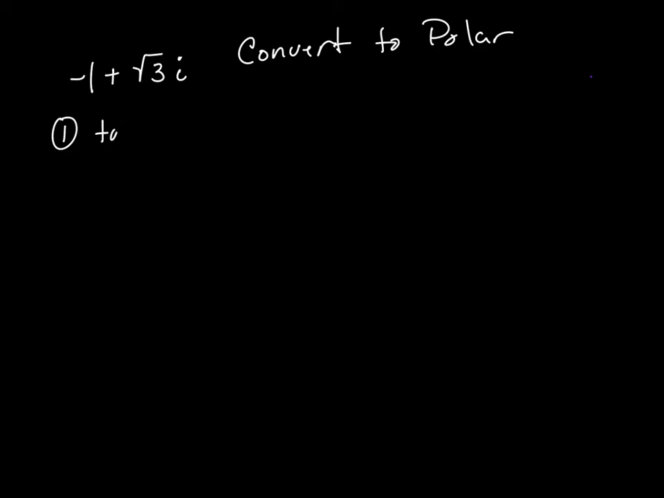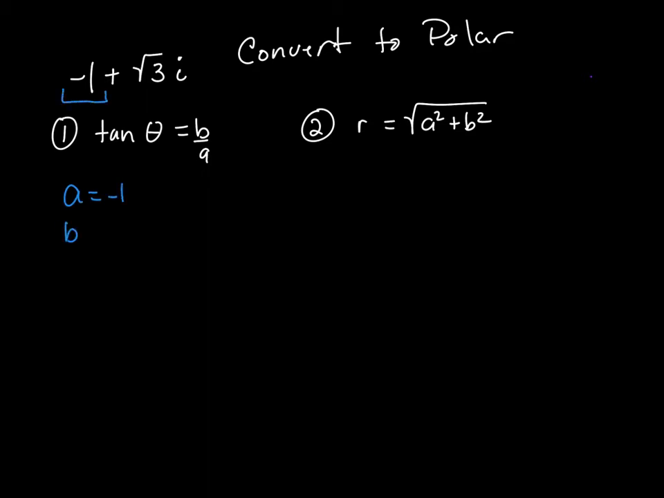For the second example, we're going to go ahead and start by finding theta. Take the tangent of theta is equal to b over a. And then we're going to go ahead and find r, which is the square root of a squared plus b squared. So a in this case is equal to negative 1, and b is equal to the square root of 3. So to find theta, the tangent of theta is equal to the square root of 3 over negative 1, which is negative square root of 3.